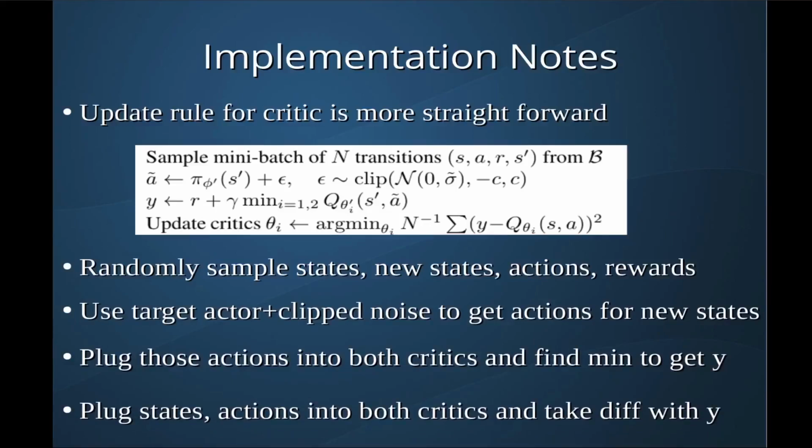That is a mean squared error. And it's the mean squared error between that target y and the output of both of our critic networks. So our loss is going to have two different components. It's going to have a loss for critic 1, where you have q sub theta sub 1, and then it'll have a loss for q sub theta sub 2. So we'll have two losses.